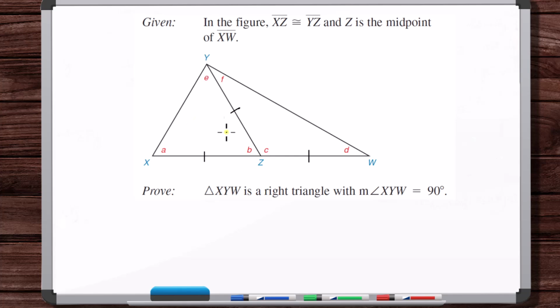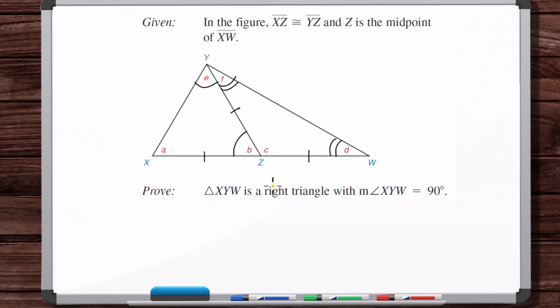Okay, so let's see. We have a couple of isosceles triangles here. That means this angle is congruent to this angle. And then this angle is congruent to this angle. But just because we have the same side lengths, that doesn't mean all these angles are congruent. Those two are congruent because they're base angles of isosceles triangle XYZ, and these two are congruent because they're base angles of the isosceles triangle ZYW. We can't say the rest.